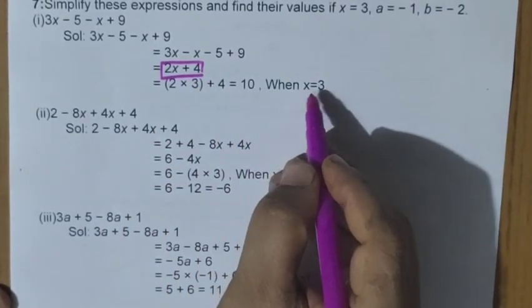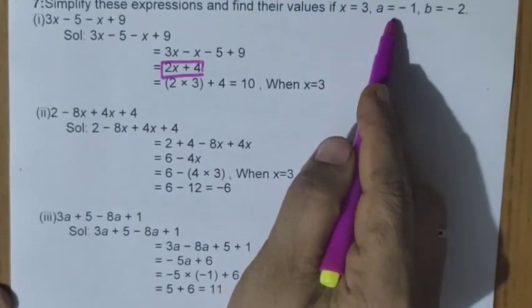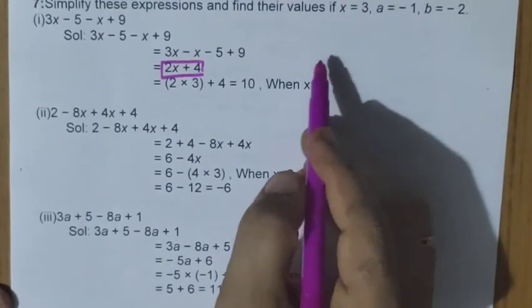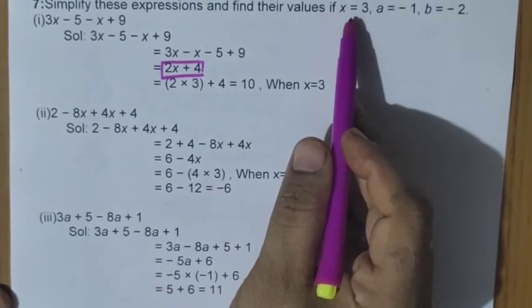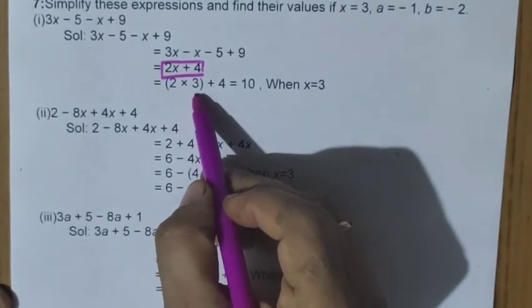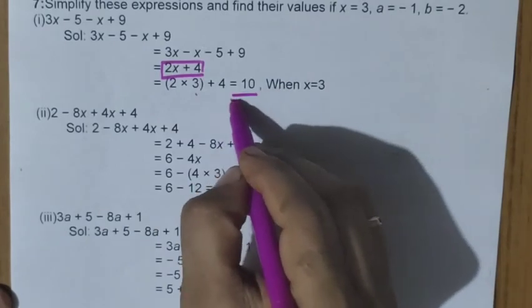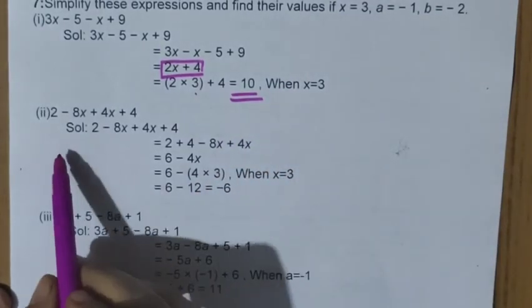Again, what values did they ask for? x equals 3, a equals minus 1 and b equals minus 2. For this particular question only x is present, so we replace x by 3. So 2 into 3 plus 4 is equal to 10 when x equals 3.